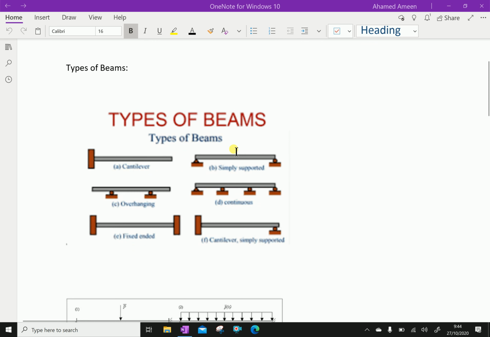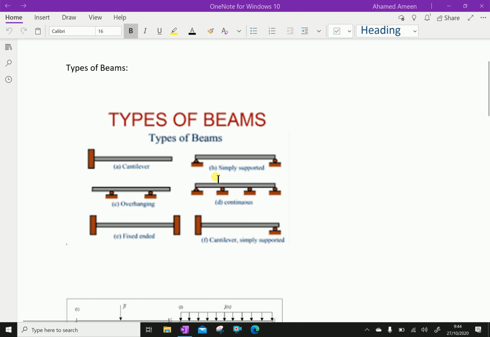In strength of material regarding shear force and bending moments, let us discuss about types of beams. Look at these figures. It shows some types of beams. First one, a cantilever. A cantilever is a beam which is fixed at one end and free at the other end. So it's called a cantilever beam.